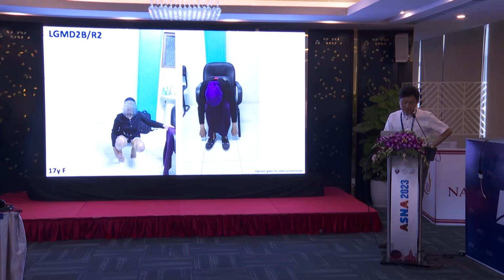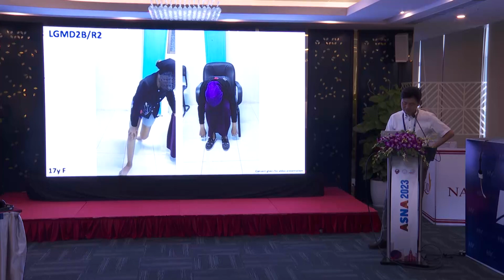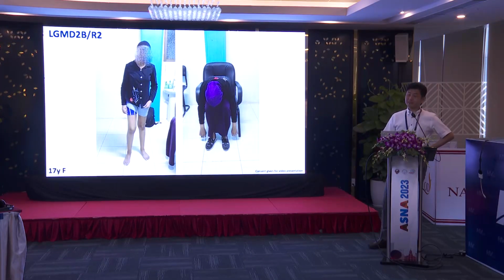Well, nowadays, I think 18 years is the cutoff. So still maybe pediatric patients. This is a limb-girdle muscular dystrophy patient. So let's think about which muscles, gluteus muscle or quadriceps, which muscle is more affected? Right? Looks like she doesn't have much problem extending her hip joint, right?